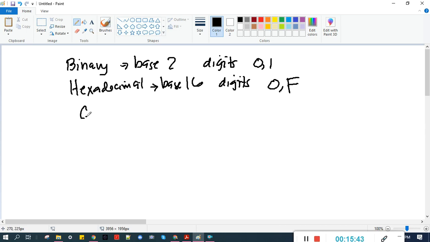For octal, this is base 8. So we have 8 digits, 0 to 7.